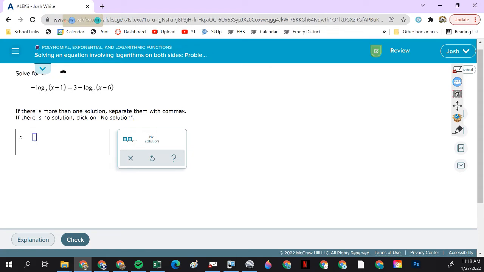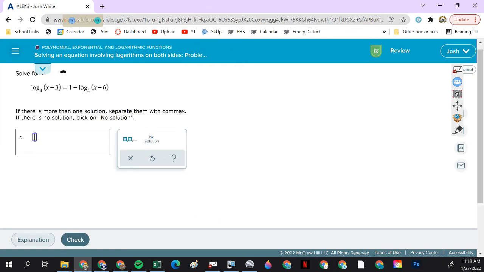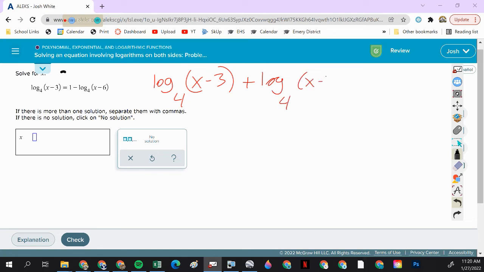Is this going to be that same kind of problem? Nope. You're going to get a plus and a minus. So we want to do a plus and a plus. Will that one do it? Yes, it will. So the left side is going to be log base 4 of x minus 3 plus log base 4 of x minus 6 is equal to 1. So that combines to be log base 4 of x minus 3 times x minus 6 is equal to 1. Now what?